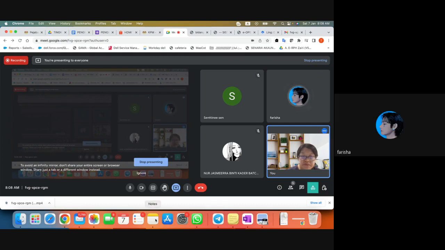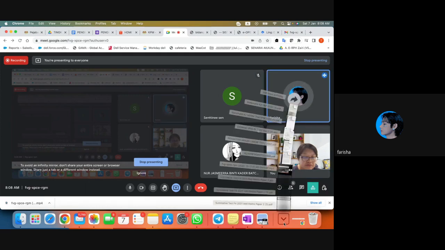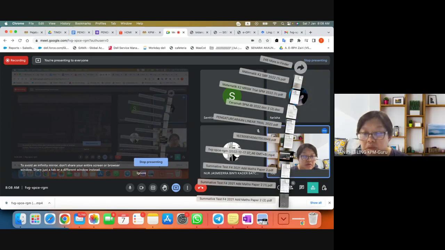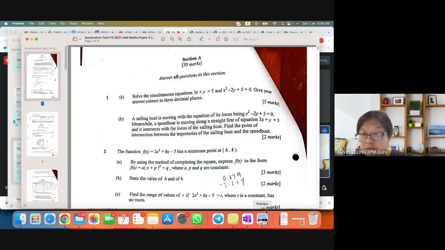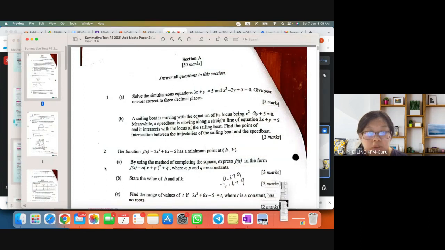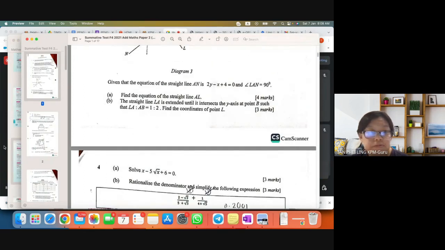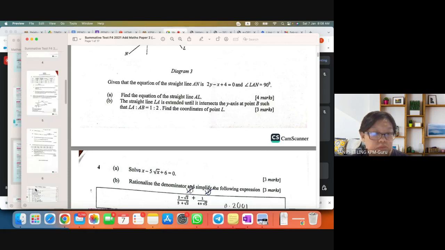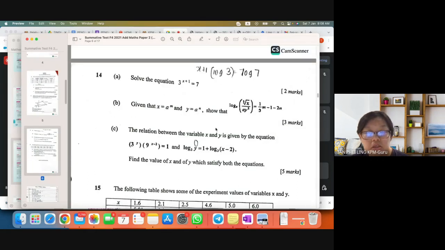Question 14B and C about log. Good. Okay, so this question, oops, sorry. I should be opening it. Yeah, this one, question 14. Okay, so let's take this out.